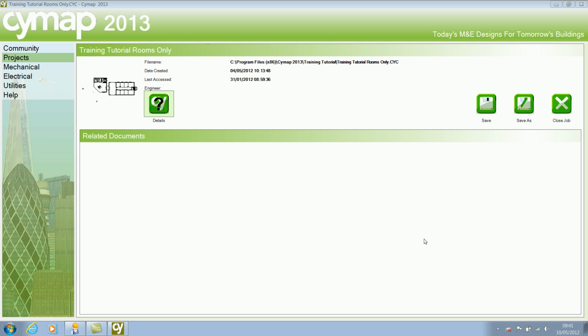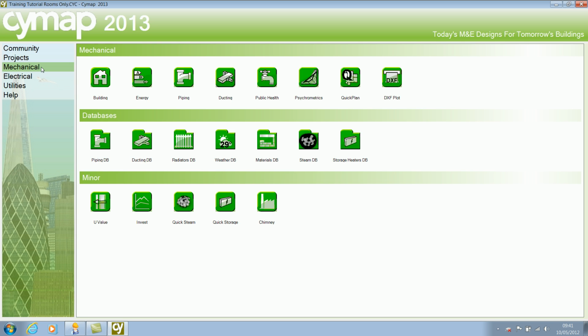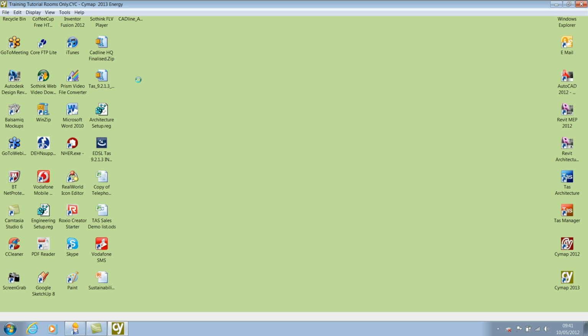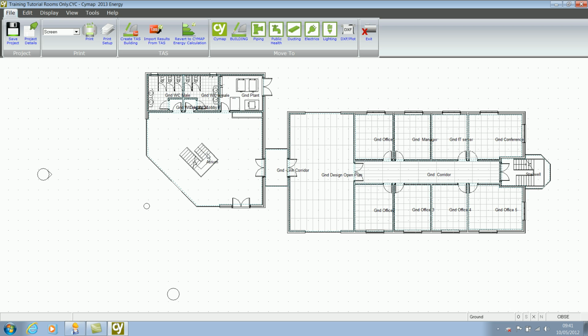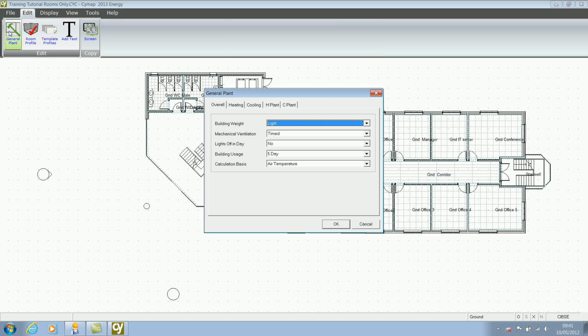This video looks at the energy program and setting the plant settings in display options and the effect that has on your calculations. So the energy is found in the mechanical tab. We go into energy and then we need to edit general plant.